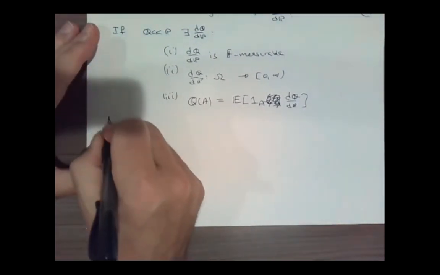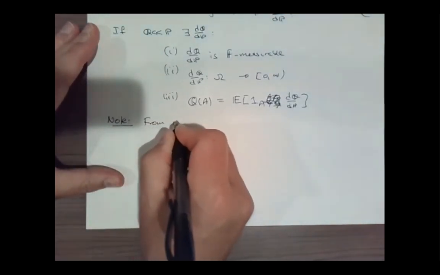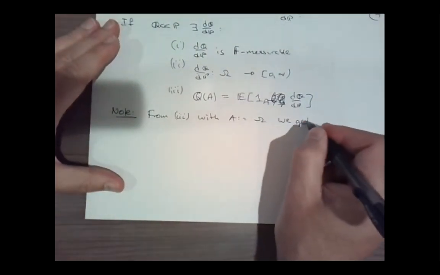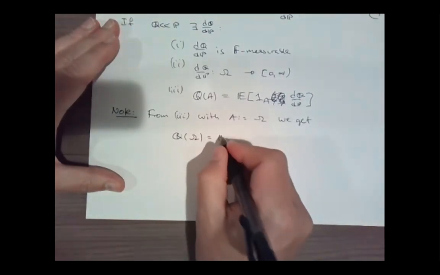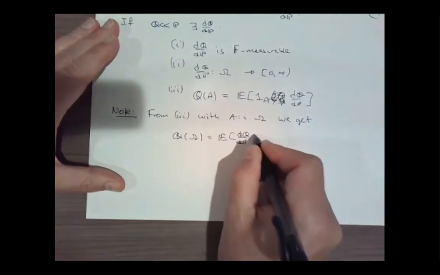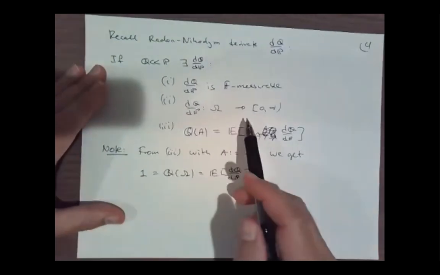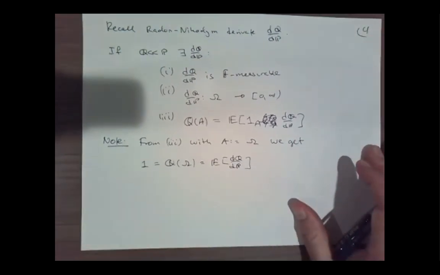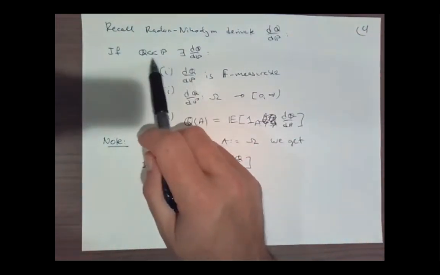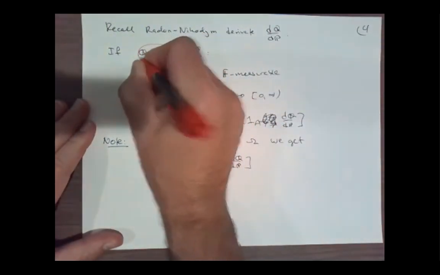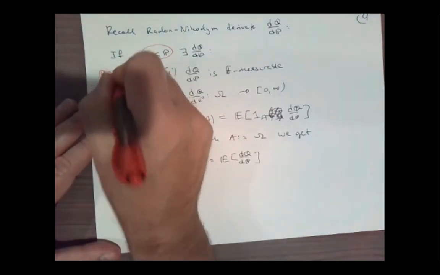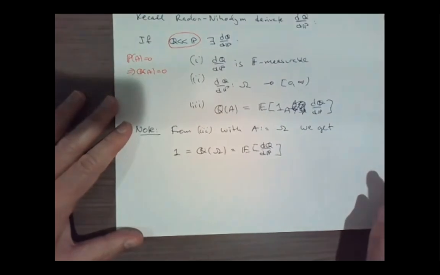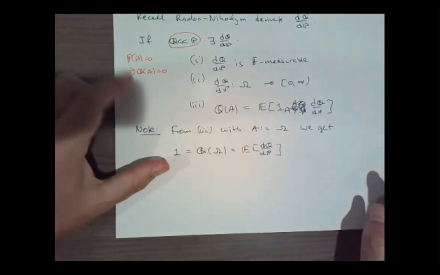Right, so just a note from C, with A being omega, we get Q of omega is just the expectation of dQ/dP, right? And this was 1. So this is a non-negative random variable that has expectation 1. So that's the Radon-Nikodym derivative. The theorem is that if you have absolute continuity, I'm hoping we can all remember what this here means. This here means that P of A being 0 implies that Q of A is also 0. It's not an equivalence, this is just an implication. So if I take a set that has no mass under P, it also has no mass under Q.